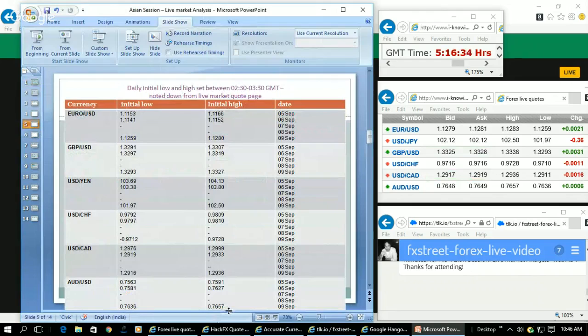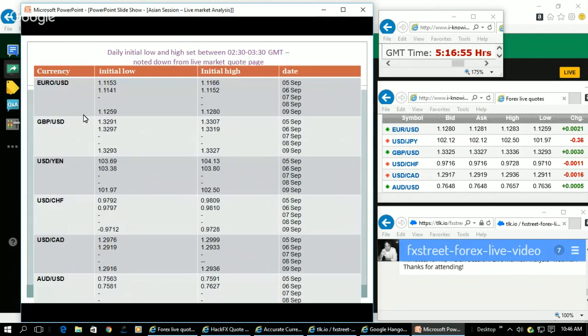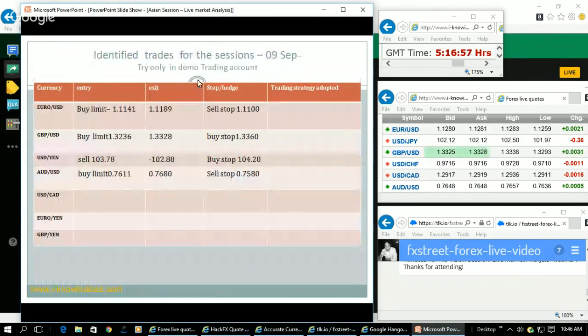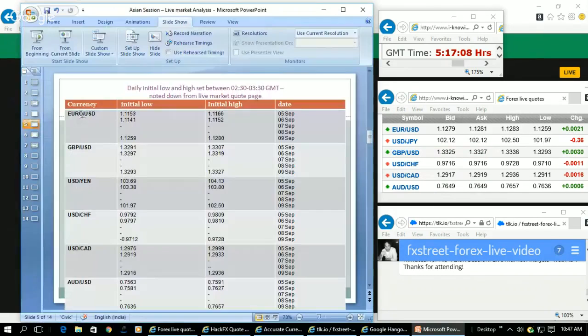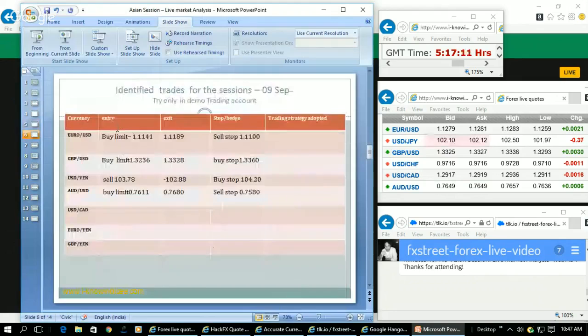This is the level in the case of the Australian dollar, which was not visible when I was showing it in the slideshow mode. So 76.36 is the low and 76.57 is the high. They did not breach the low or the high. I forgot to update the levels. So now I'll probably give the live call.